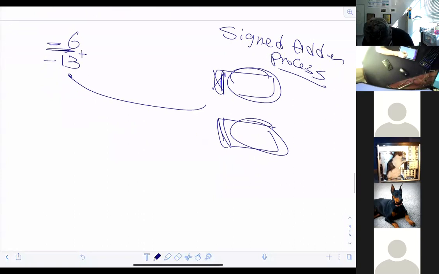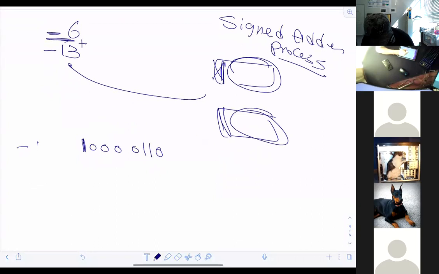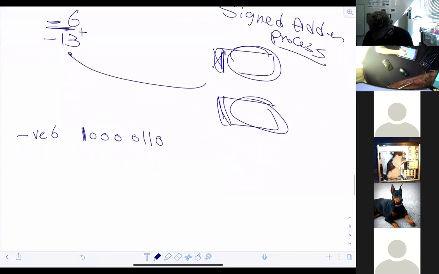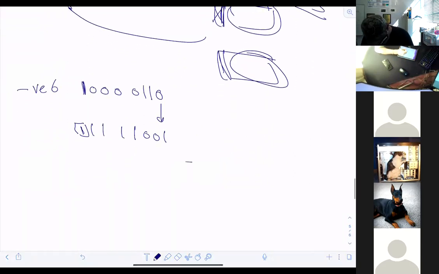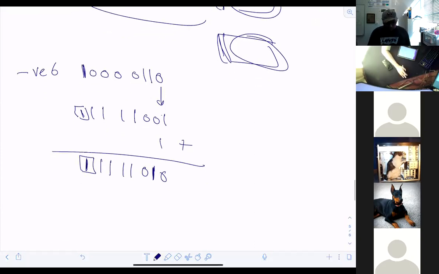So I have -6 is going to be 0, 1, 1, 0. And then 1, 2, 3, 4, 5, 6, 7, 8, right? This is my signed value of it. Then I have to flip it, right? So flip it, so every 0 is going to be 1: 1, 0, 0, 1, 1, 1, 1, and this is reserved, right? Then I add 1 to it, so it's going to be 1 plus 1, it's going to be 0, 1, 0, 1, 2, 3, 4, and this is 1 reserved, right? So this is our equivalency of the -6 in 2's complement.